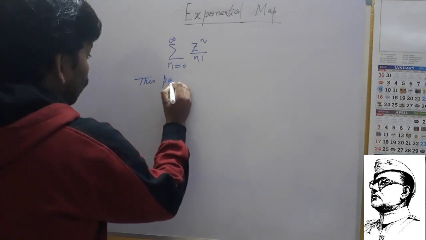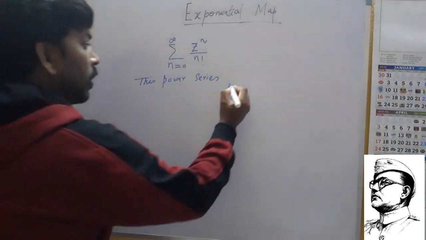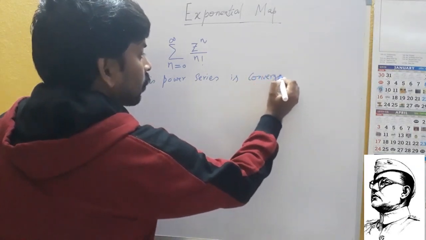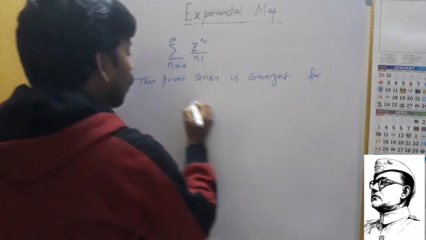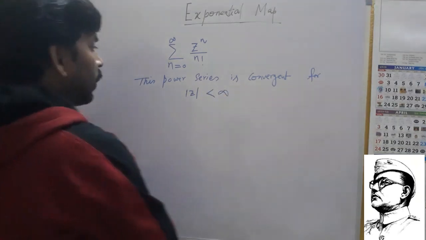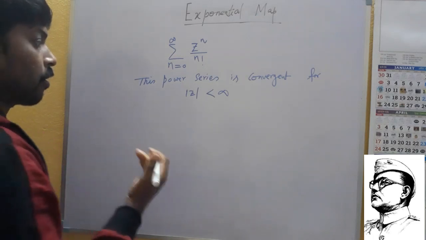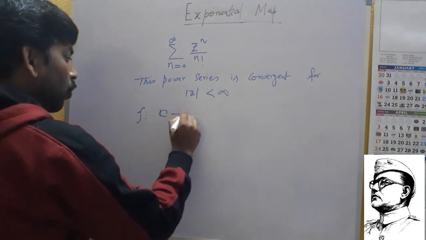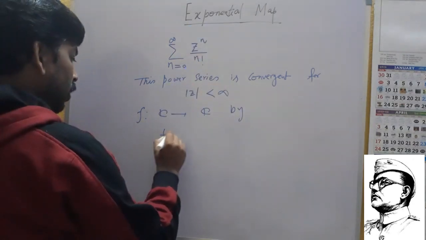This power series is convergent for all z whose modulus is finite, right? So this power series gives us a function. Let us define a function f from the complex plane to the complex plane by this power series.